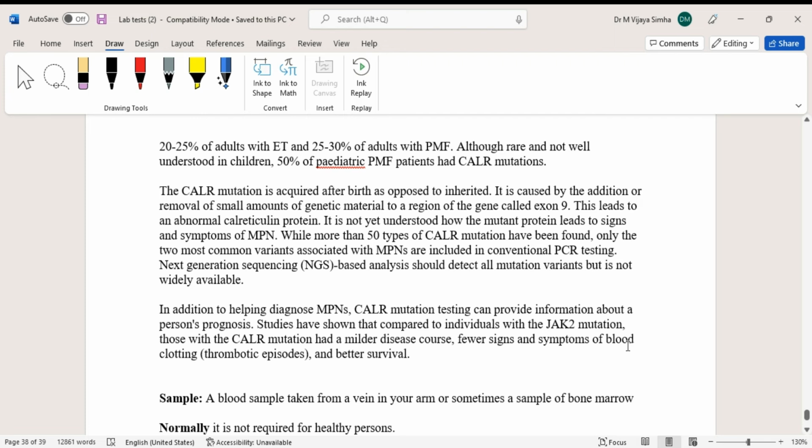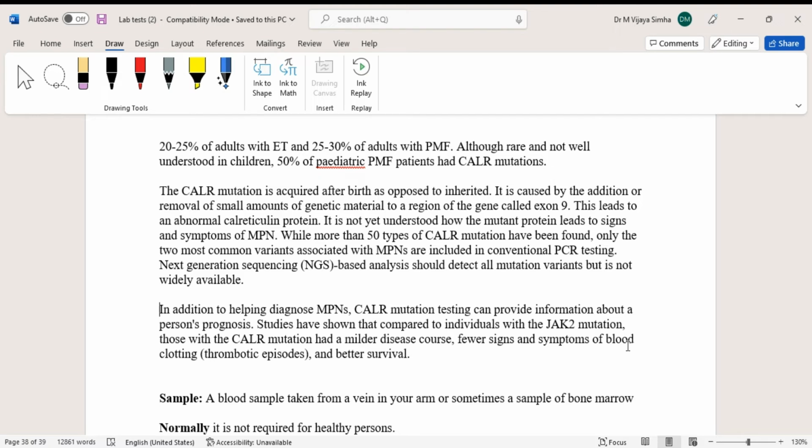The CALR mutation is acquired after birth as opposed to inherited. It is caused by the addition or removal of a small amount of genetic material in a region of the gene called exon 9. This leads to an abnormal calreticulin protein. It is not yet understood how the mutation or mutant protein leads to signs and symptoms of MPN.